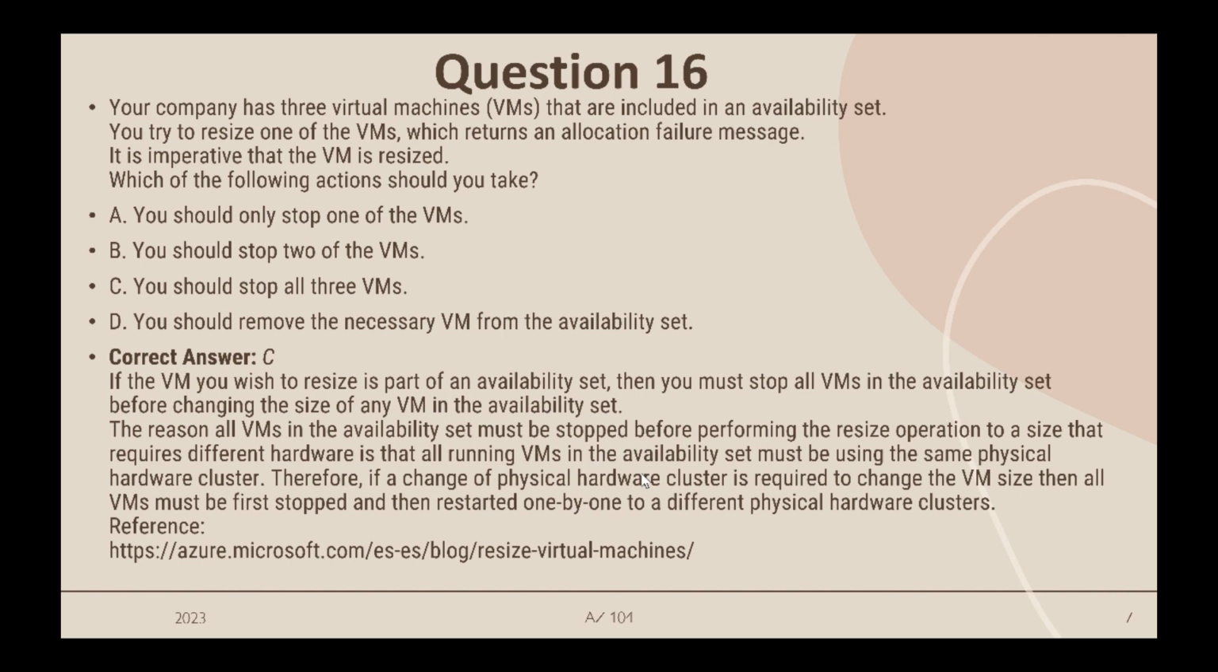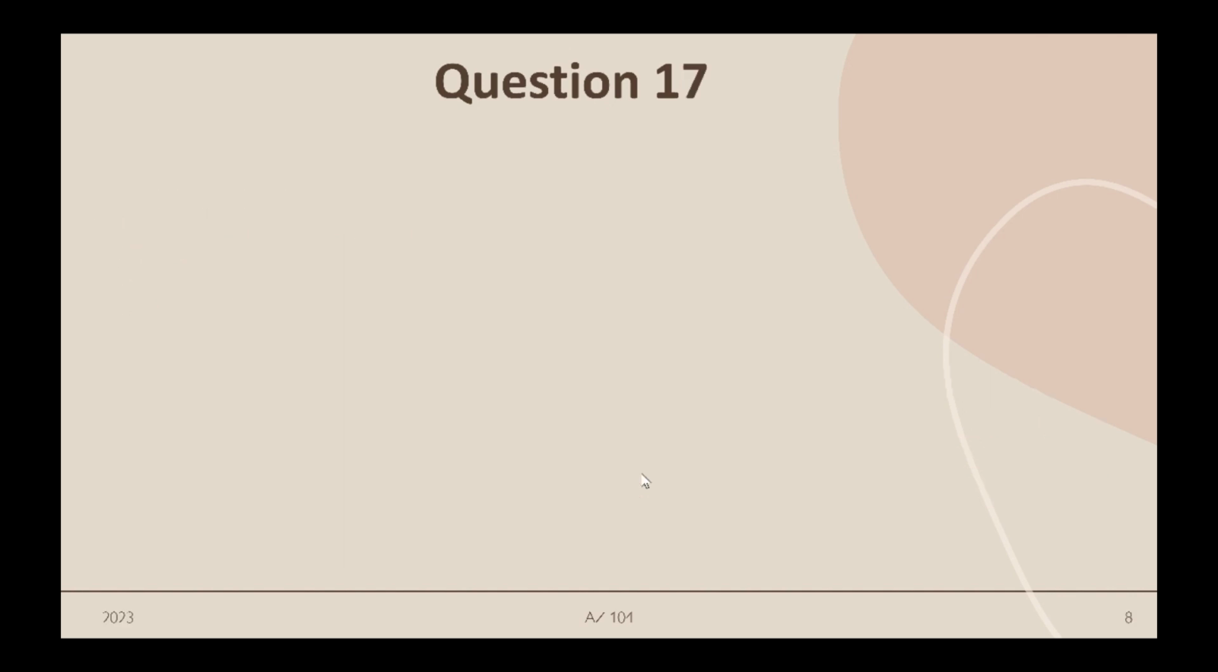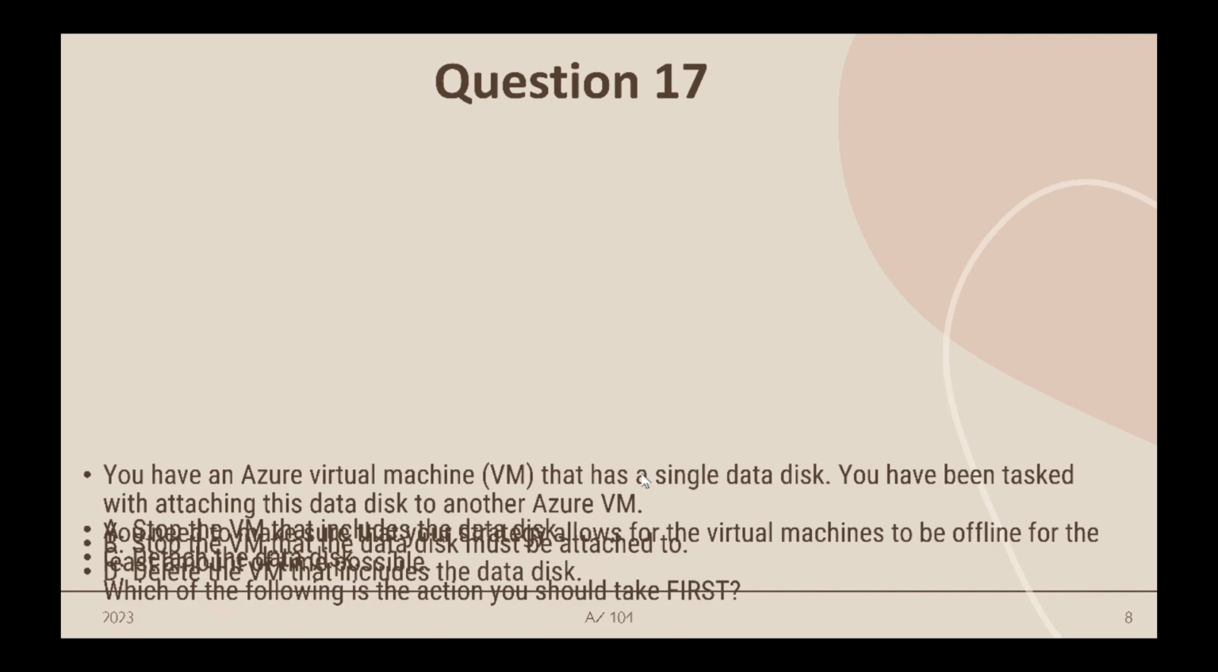Therefore, if a change of physical hardware cluster is required to change the VM size, then all the VMs must first be stopped and then restarted one by one on different physical hardware clusters. I'll leave the link in the description box for the references, and you can look into the references in order to gain a more in-depth understanding of this particular question and answer. Now let's look into question number 17.